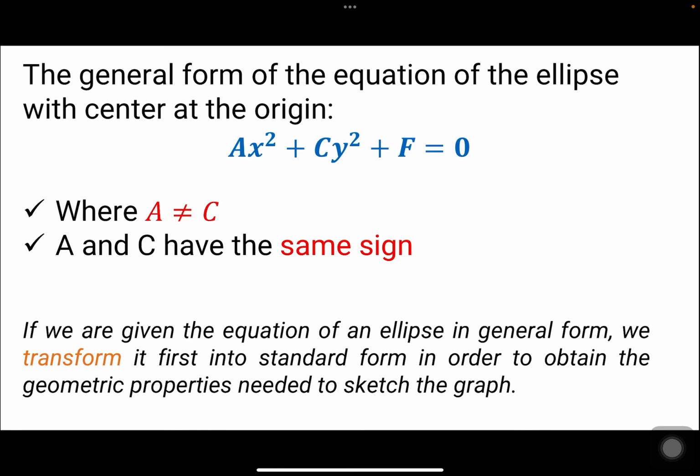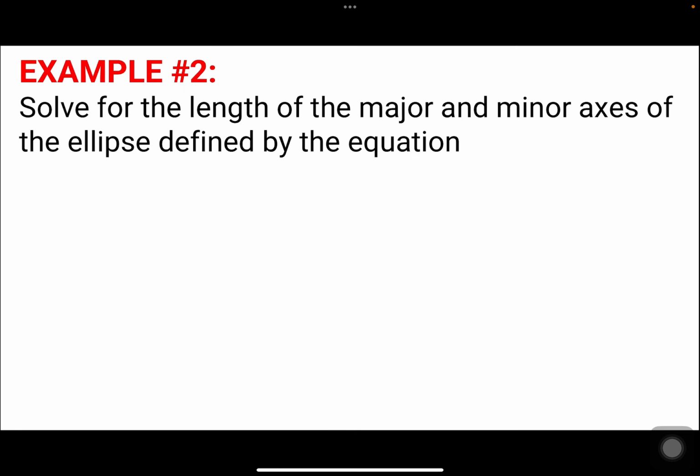So, if we are given the equation of an ellipse in general form, we need to transform it to the standard form, or yung tinatawag natin center-radius sa circle. Dito naman, center-foci o center-vertices yung ating hinahanap, in order to obtain the geometric properties needed to sketch the graph. Okay? Doon natin nakuha yung value ng foci, co-vertices, and vertices. So, let's have example number 2.